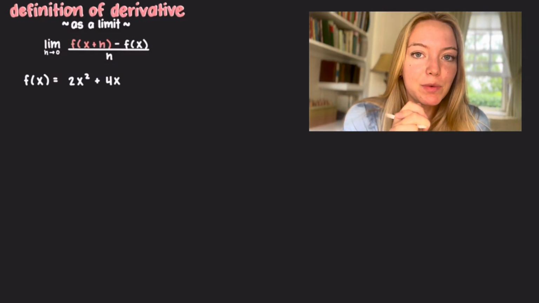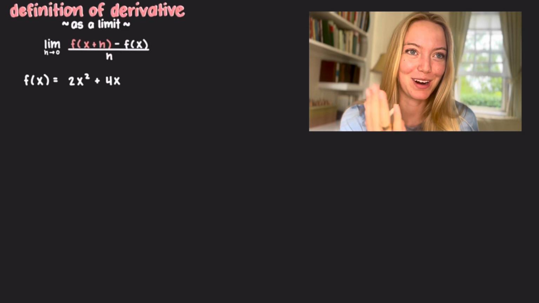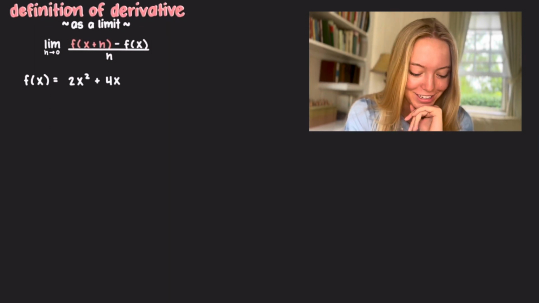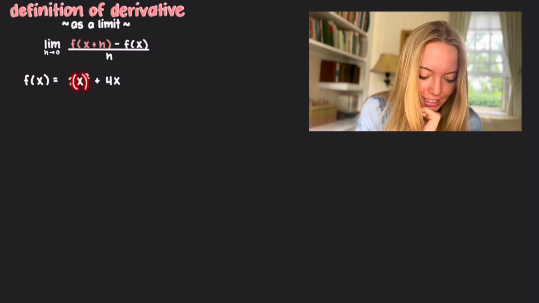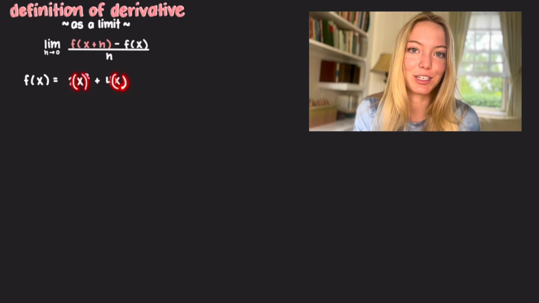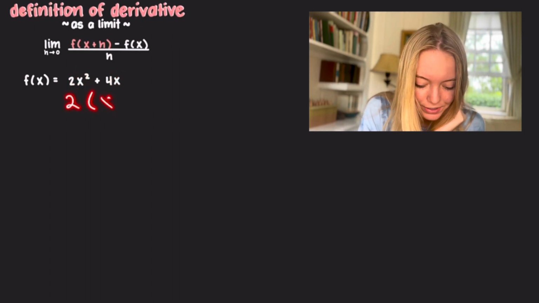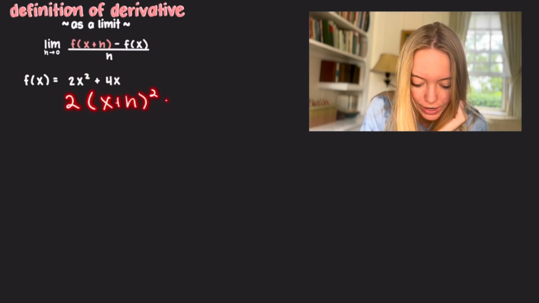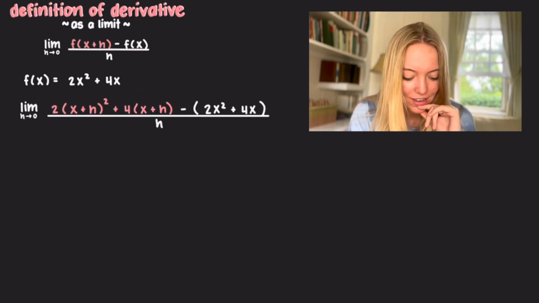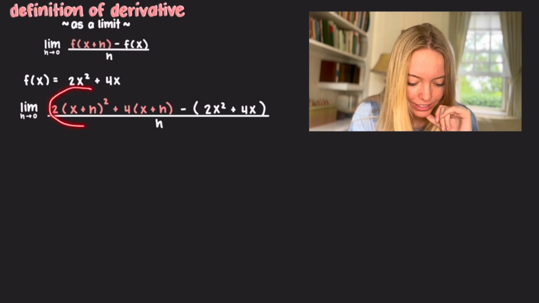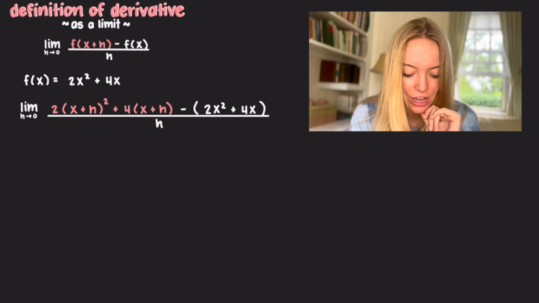Okay, so first step is we need to find our f of x plus h. So we know that our first step is going to be to put parentheses around all of the x's in the function. So we put our parentheses around the x's, and then we plug in x plus h wherever we see the x. So this is going to turn into 2 times x plus h quantity squared plus 4 times x plus h. You just plug in what you know. Here is your f of x plus h, here is your f of x, and of course it's all over h. So now we know the drill.